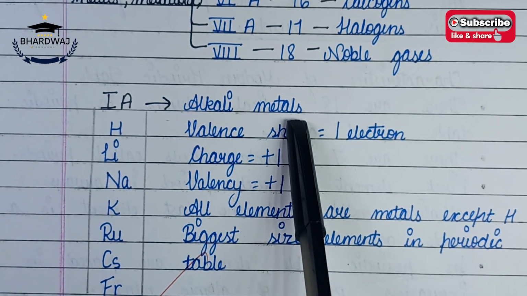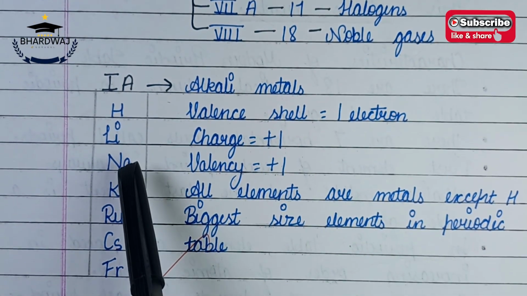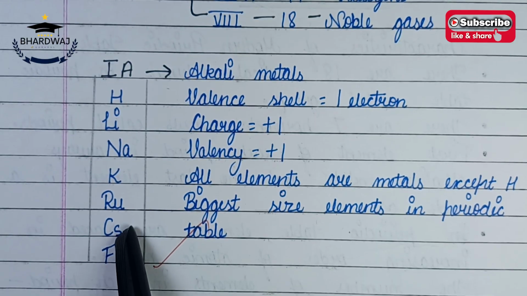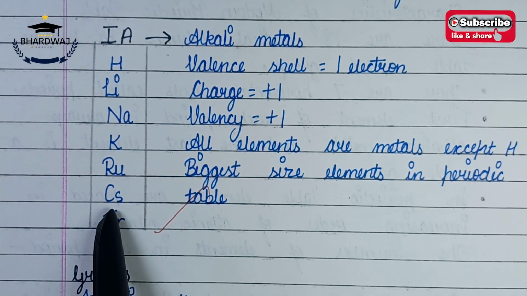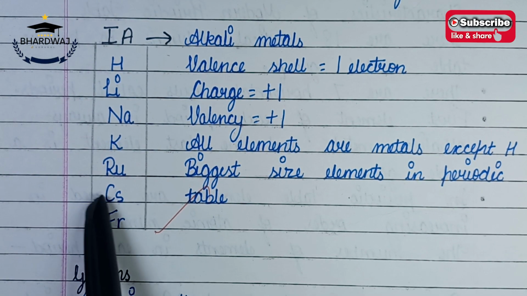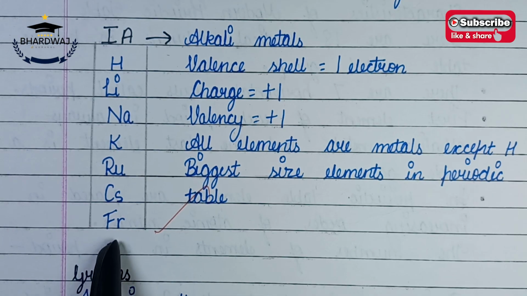So let's first talk about the S block elements in the first A group. They are all alkali metals: hydrogen, lithium, sodium, potassium, rubidium, cesium and francium. So the biggest size element is cesium. Francium is not included, but as it is there in the first A group, I have written it.